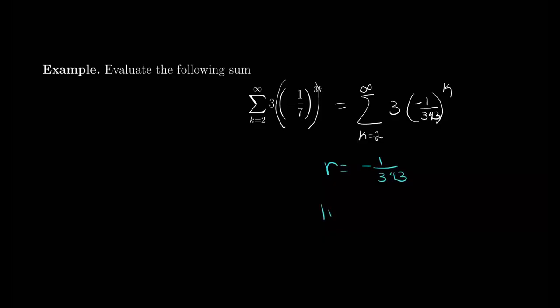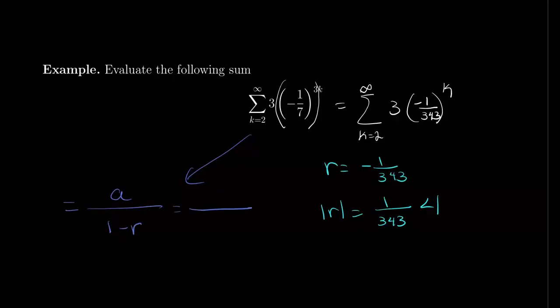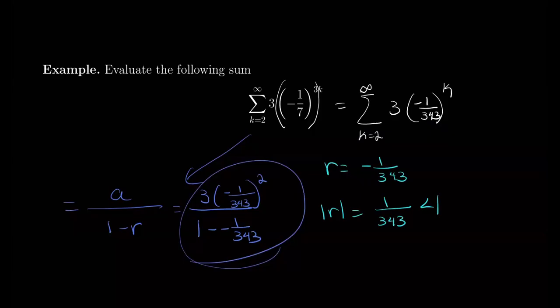So now I have that my r is -1/343, which means the absolute value of r is +1/343, which is less than 1, so it converges, which means this really is equal to a on 1 minus r, where my r is -1/343. Those two negatives will cancel. Your a is the first term of the series. So start off by plugging in k equals 2, and I would end up with 3 times (-1/343) squared, whatever that number is after you type it into your calculator. All right, that's geometric.